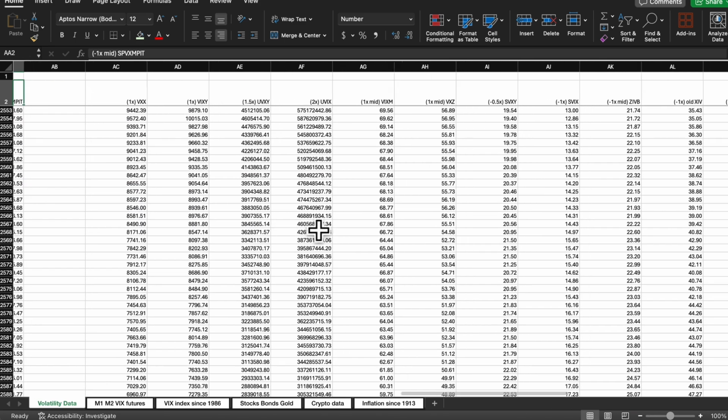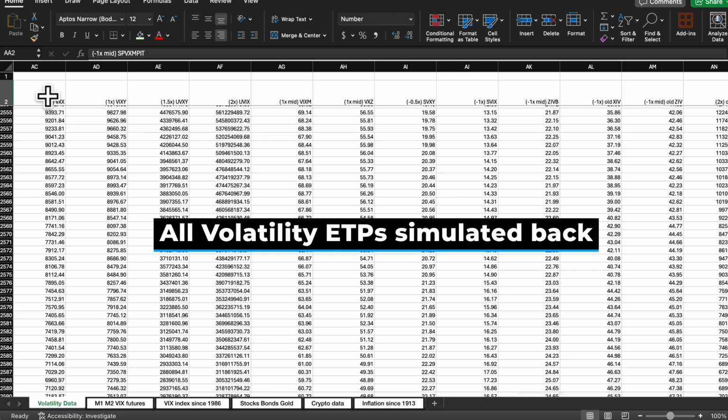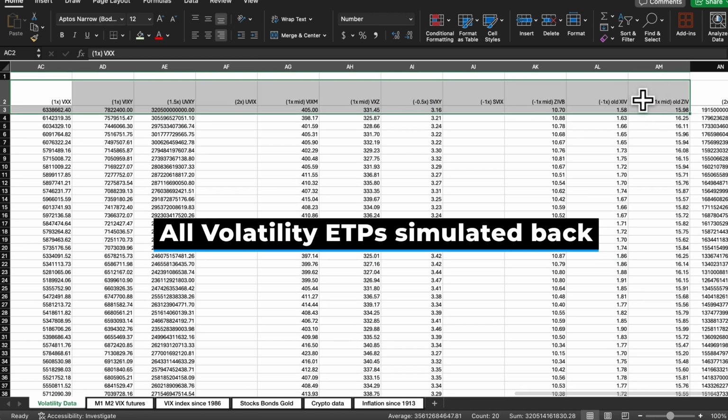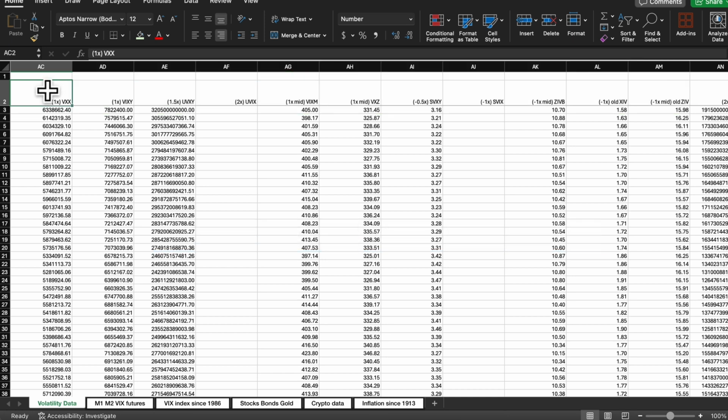And then this is going to be very useful for people as well. I have included all of the volatility ETFs simulated back as far as they can go. So the VXX, for example, that was the very first one to launch in January 2009, but I've got the values for you going all the way back to March 26, 2004.